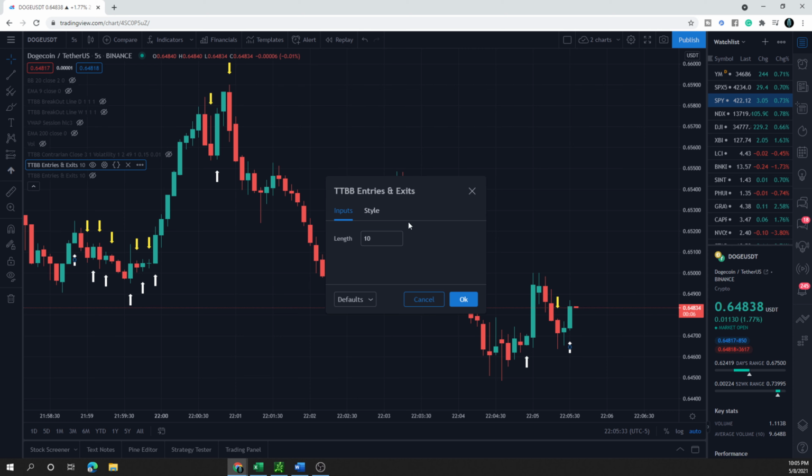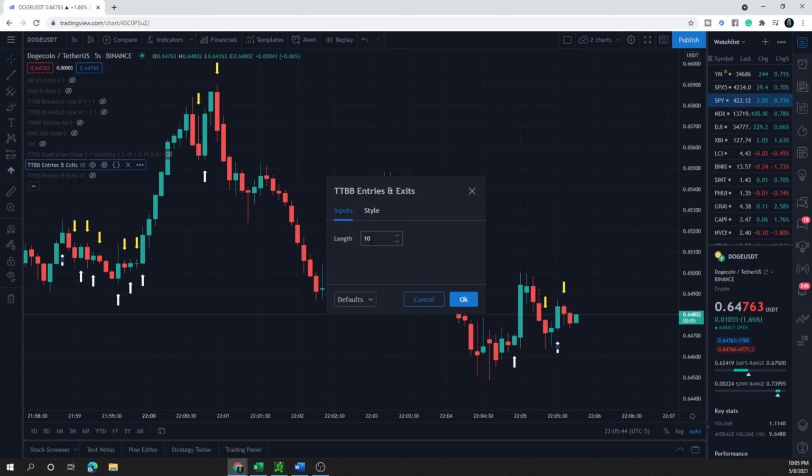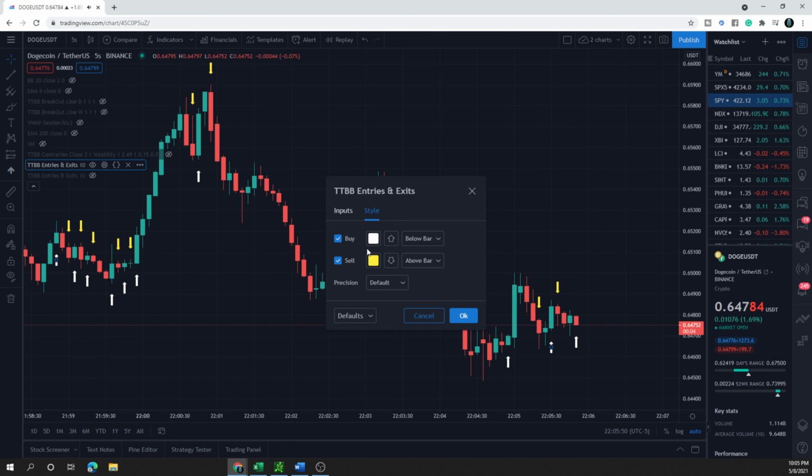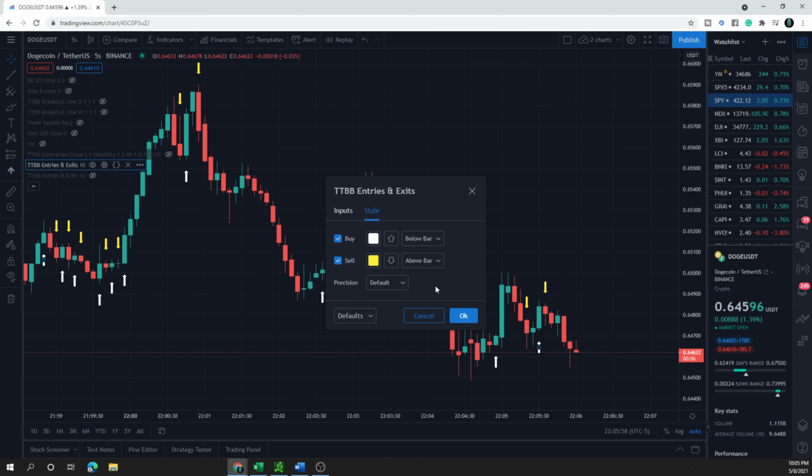You can click on that little gear to look at the settings for the length. This is absolutely critical. If you're going to adjust this, you only adjust it to either 10 or 20. Nothing else. For style, you can change the colors of the arrows. I have them white and yellow just so they can be seen easily for this video.